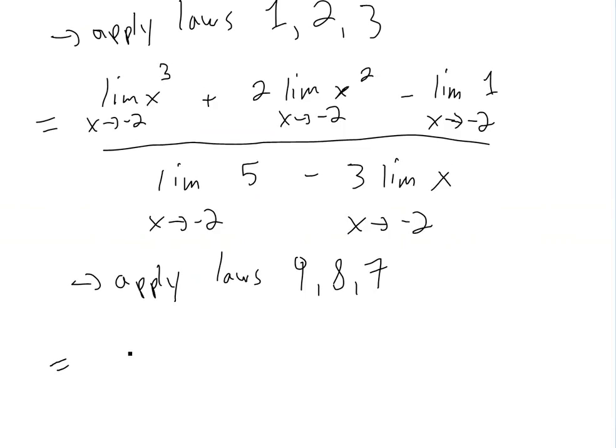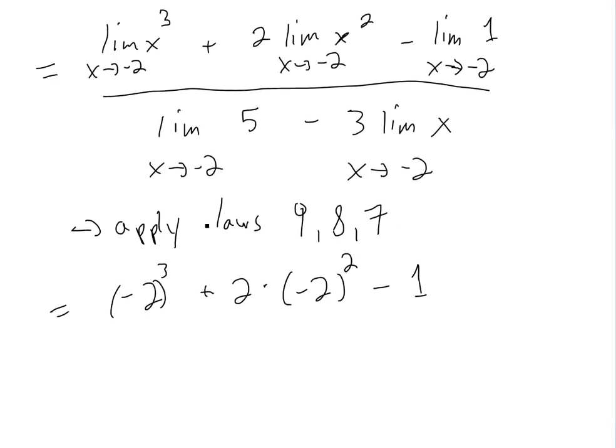We're going to get, we just put this negative 2 inside: negative 2 to the 3 plus, we'll put this bracket here, plus 2 times negative 2 squared, minus the constant, just put the 1 in, it doesn't matter what the limit is approaching. Then divided by, right here, we're going to get 5 minus 3 times negative 2.